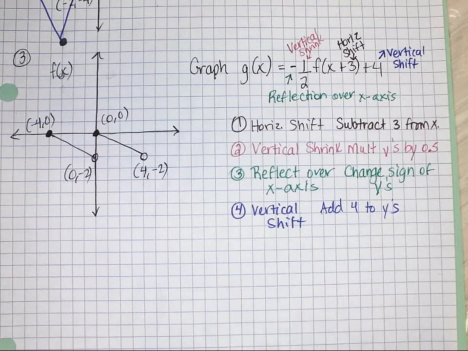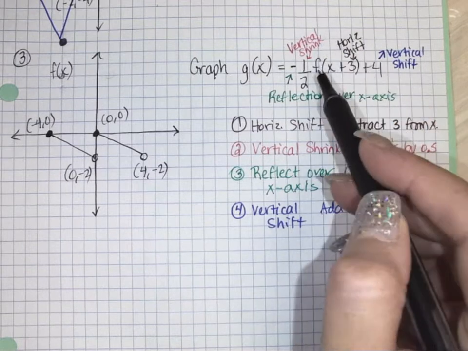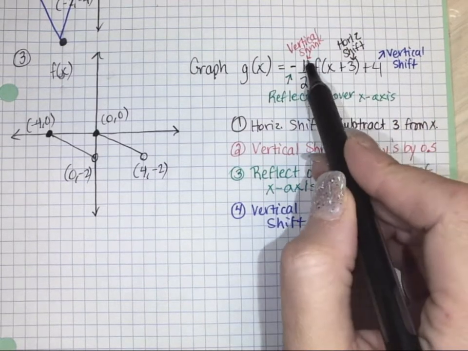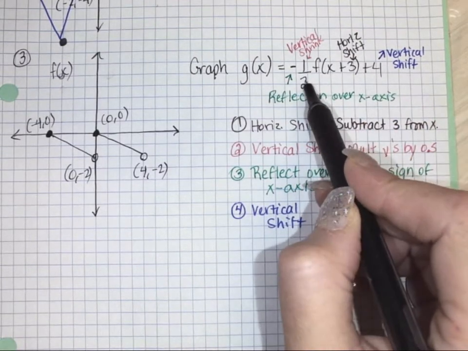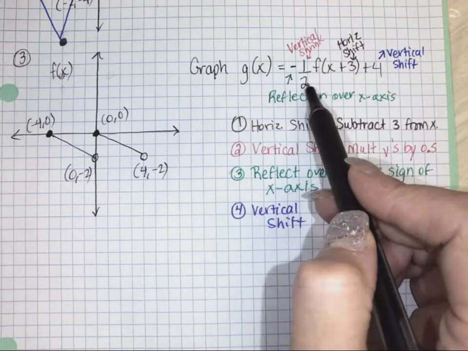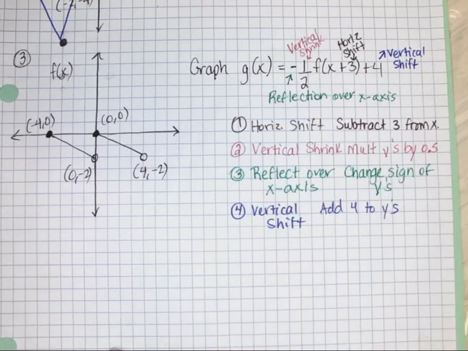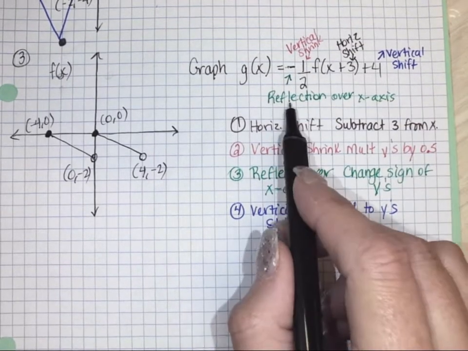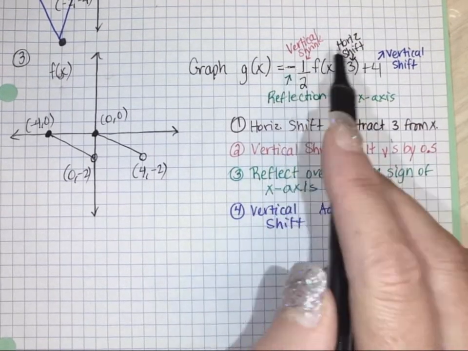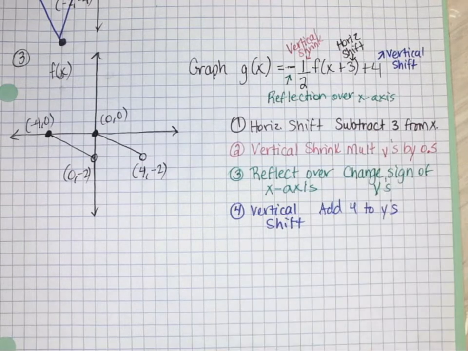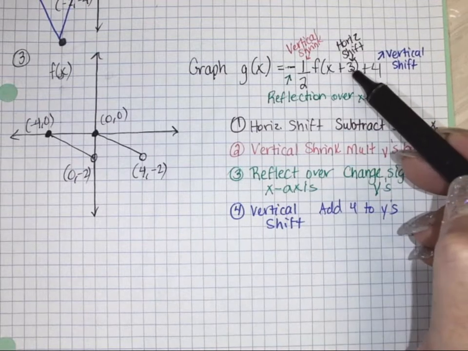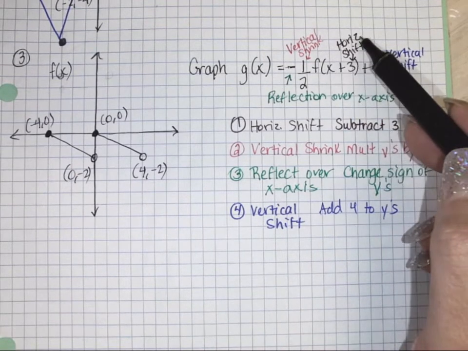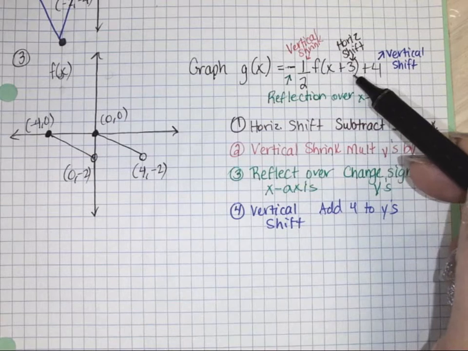You have a vertical shrink because you've got this 1/2 multiplied out front, and it's less than 1, so that's a vertical shrink. Then you have a negative sign out front, so this is a reflection. And since it's out front, it's over the x-axis because it's telling you you're going to change your y-coordinates. You have a number added inside with x, so that's a horizontal shift left 3 places.